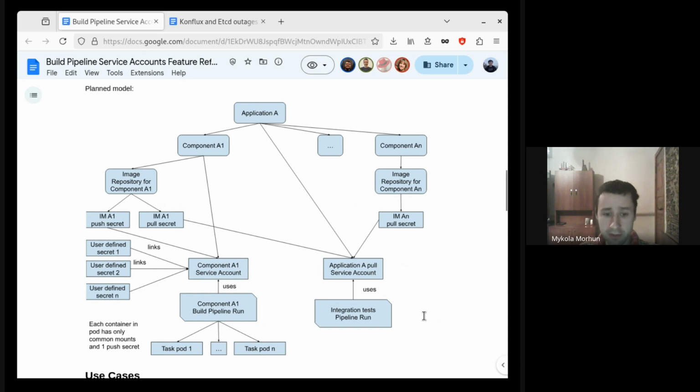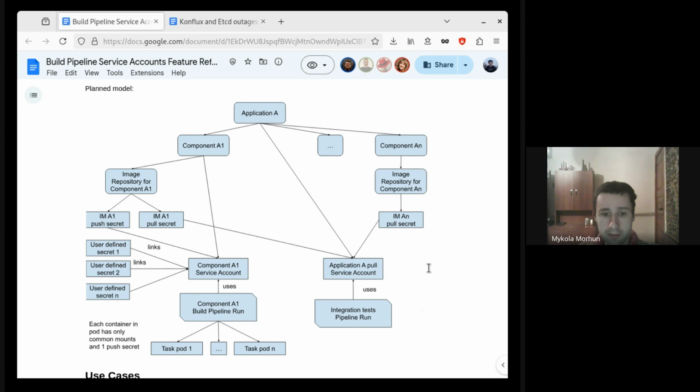So that's a very brief idea. Of course, it has its own cons, like creating more service accounts and making it mandatory to link user-defined secrets to all components, but I hope it could be solved by the UI quite easily, so end users wouldn't feel any difference in the end. And so that's basically the idea.